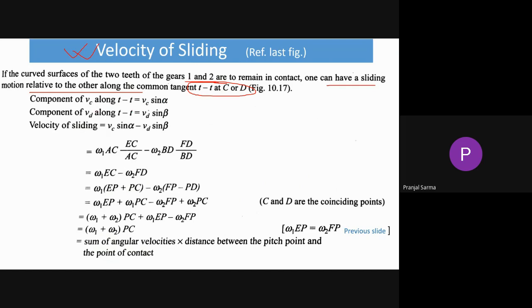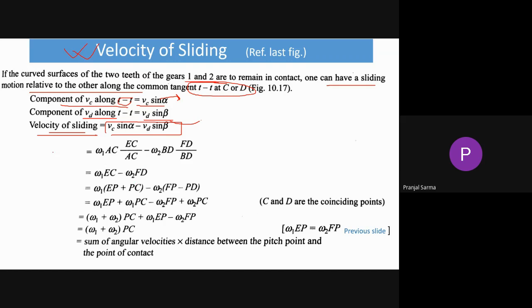So, just like in the previous case, we can find out the component of vc along that common tangent. That will be vc sine of alpha, because it is the common tangent we are now talking about. Similarly for vd, that component will be vd sine of beta, and the velocity of sliding is this minus this: PC sine of alpha minus PD sine of beta. The rest is coming from the geometry only.